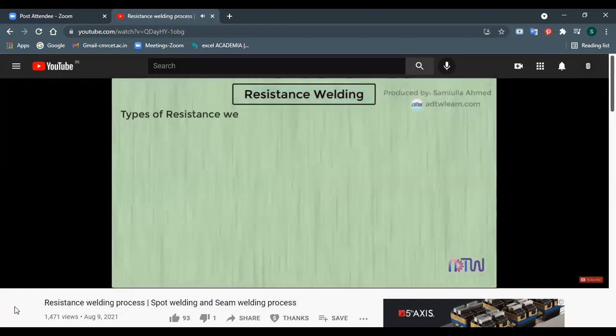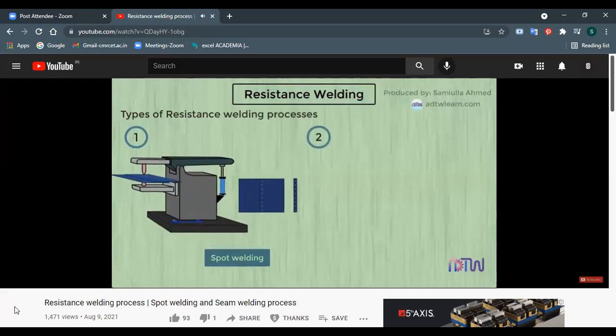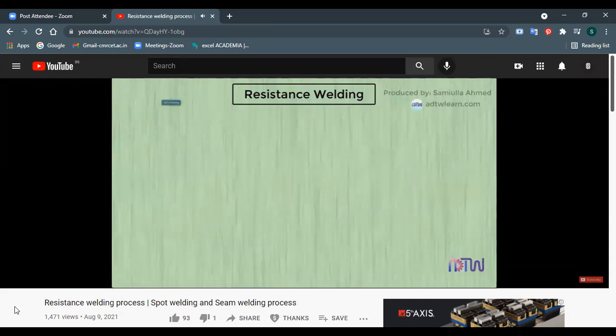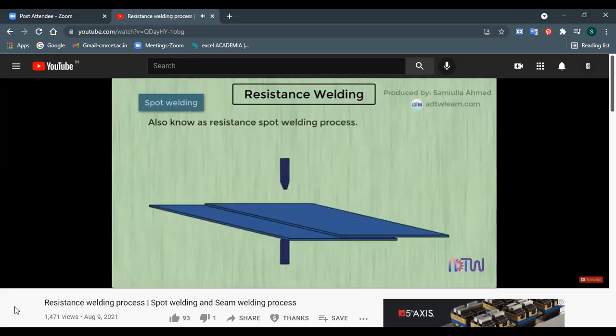Types of resistance welding processes: 1. Spot welding. 2. Seam welding. Spot welding is also known as the resistance spot welding process. It is used to weld thin sheets of metal together by applying pressure. The heat required for welding is generated by resistance to the flow of current through the electrode.